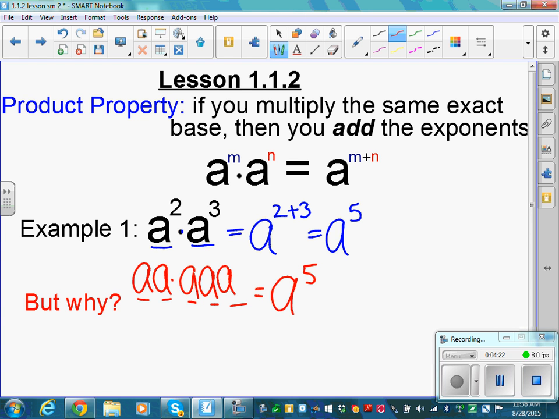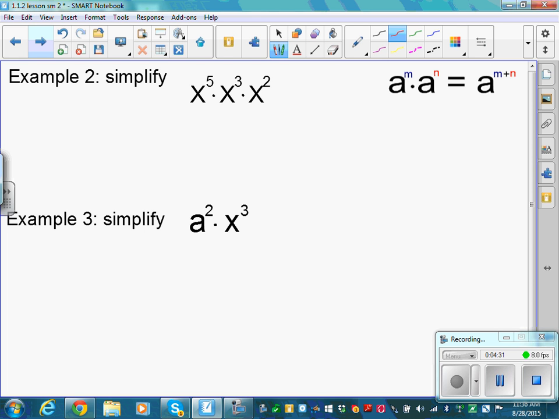So that's why the rule works, but you have to remember, when you multiply the same base, you add the exponents, but you have to have the same base. Let's look at another. Example number 2, we're going to simplify x to the 5th times x to the 3rd times x squared. We have the same base, x, and we're multiplying the same base, so we're going to add the exponents. So this is simply x to the 5th plus 3 plus 2. So we really have x to the 10th. And that's the most simplified answer.